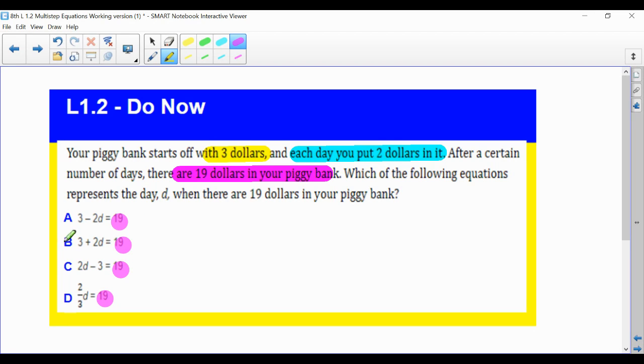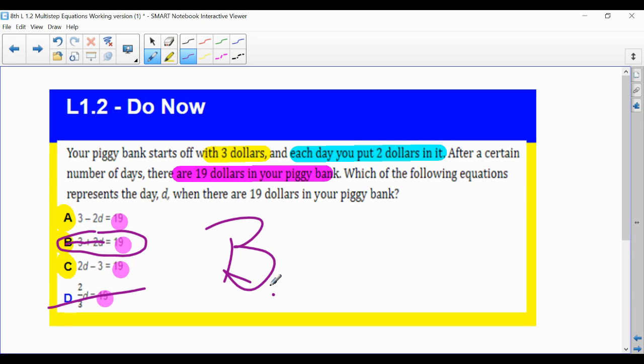So we're going to look again only at A or B because this has 3. Oh, nope, C has 3 as a constant also. So we know that we can cross out D. So let's take a look at what we have. We start out with 3 and then we're adding money to it. Well, this is the only one that has adding in it, right? So our correct answer for this one is B.